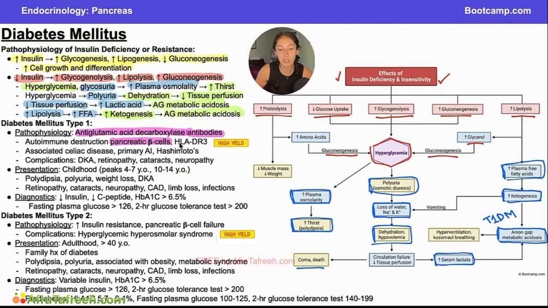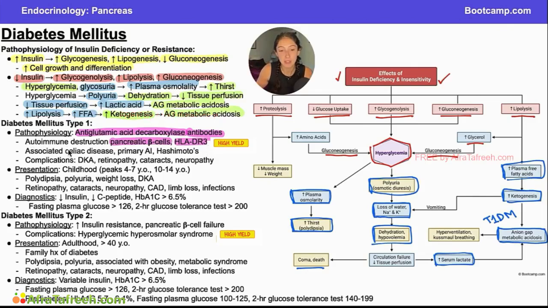Another important point to remember about diabetes type 1 is that it's associated with HLA-DR3 and DR4 serotypes. This comes up very frequently on Step 1. It's just important to remember this high yield association because they might ask you a question giving you all these different serotypes and saying, okay, well, if your patient had HLA-DR3 or DR4, what disease process would they be most at risk for? And the answer would be type 1 diabetes.